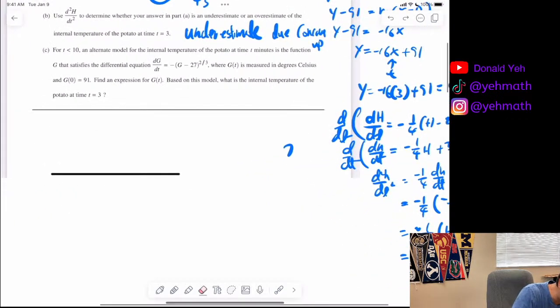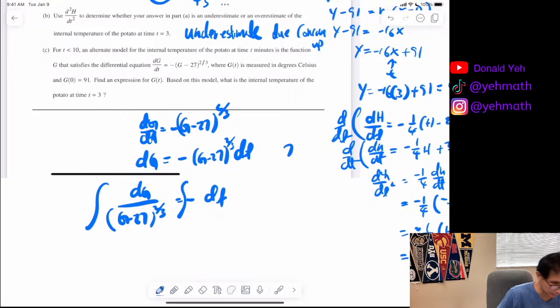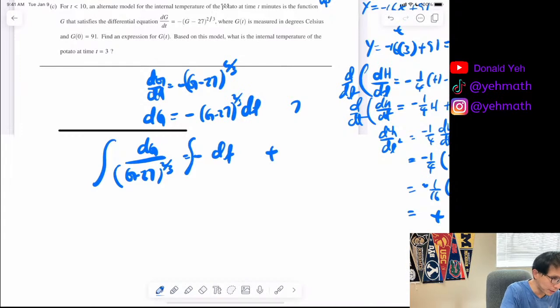So now we're going to say dg/dt is equal to negative g minus 27 to the 2/3. And this is just the differential equation. dg equal to minus g minus 27 to the 2/3 times dt. Now I don't like that because g is on the other side, so it'll be dg over g minus 27 to the 2/3 equal to negative dt. So now integration of this part. Now, a separation of variables, for the AP exam, that's going to give you 1 point.